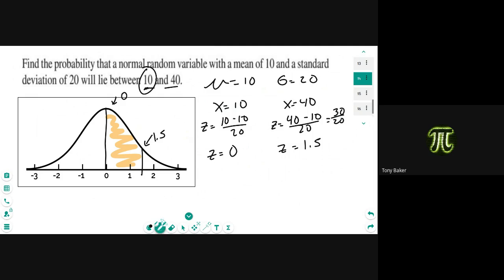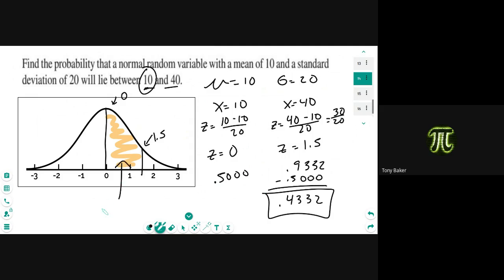What was 0? That's the 0.5, right? And what's 1.5? 0.9332. And what are we going to do with those two numbers? Subtract them. That's my answer. That right there, that's 0.4332. Told you we did it.